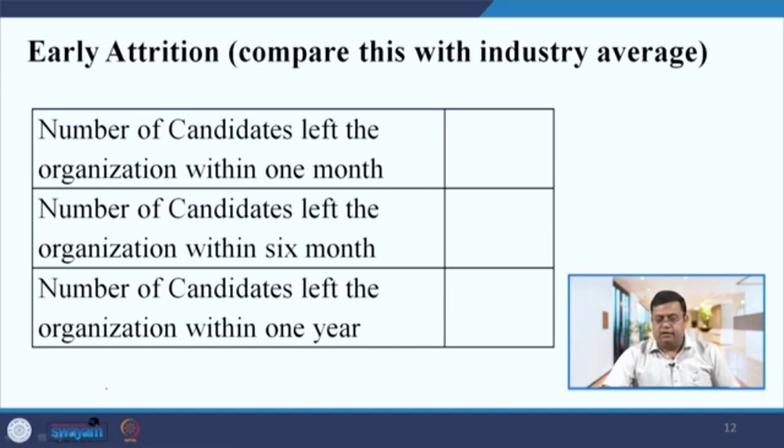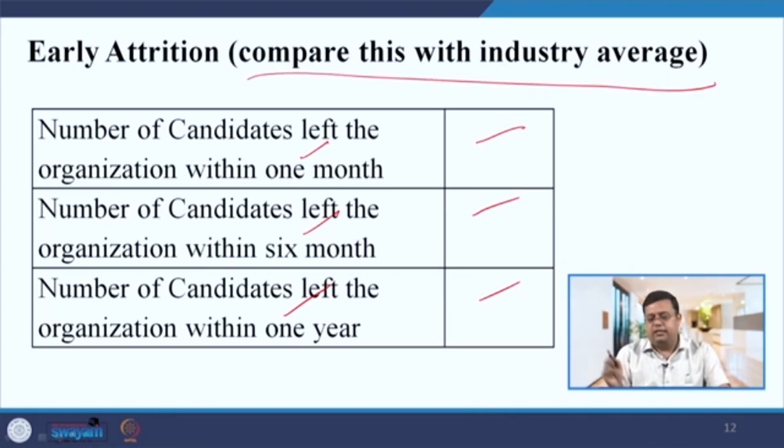And this early attrition that I already mentioned, you can count the number of people leaving within 1 month, within 6 months and within 1 year. You can fill that in, compare it with the industry average, and then check how your early attrition is different from your competitors.